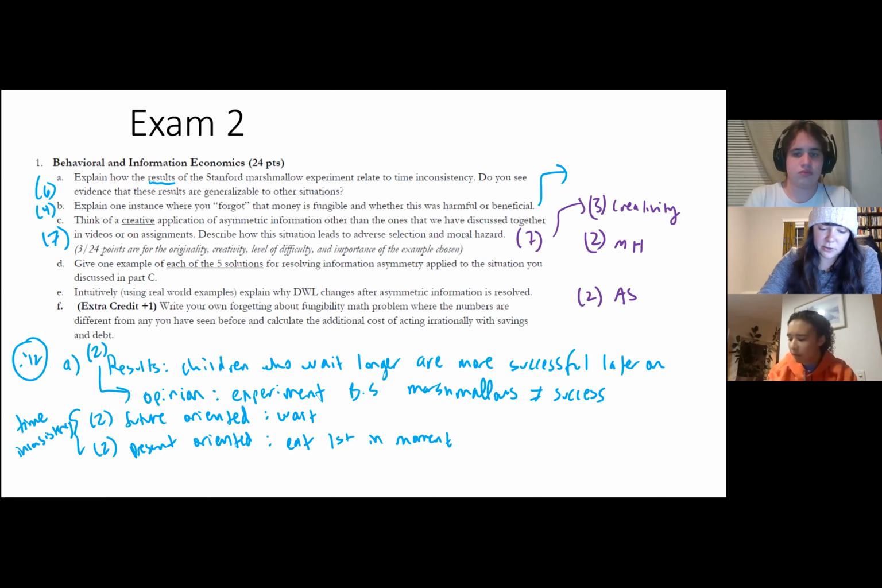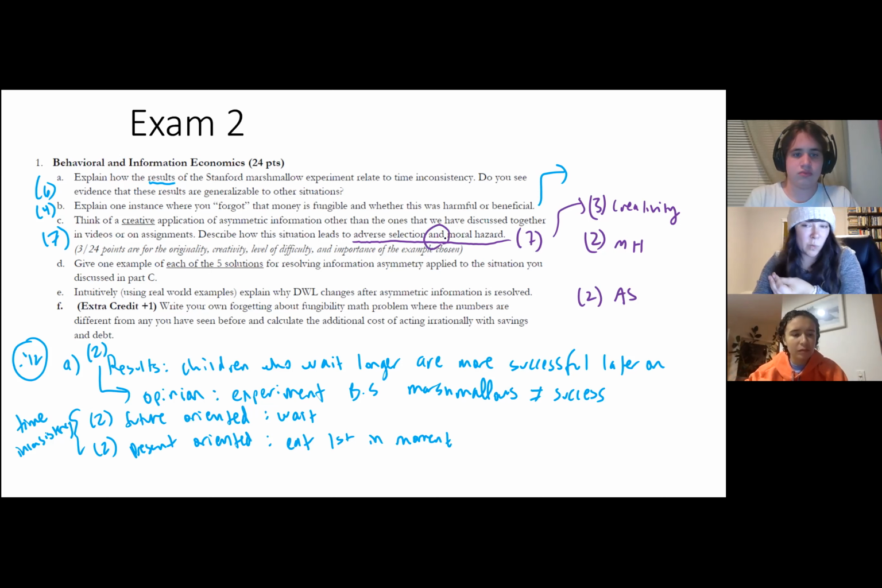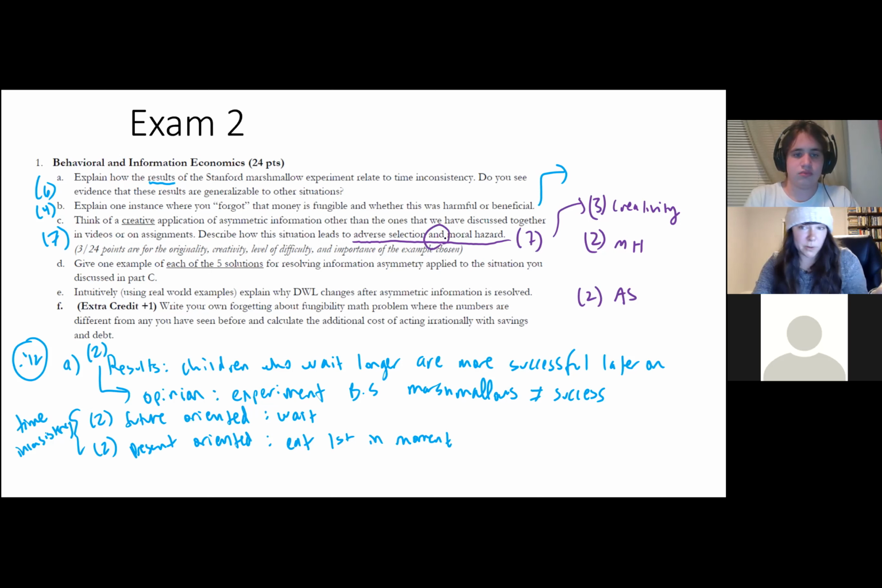So it says, describe how the situation leads to adverse selection and moral hazard. So if you had a situation that only led to one of them and you explained why it didn't lead to the other, that would be totally fine. But if you just ignored the other one, I was looking for you to do something like the presidential election where there is moral hazard afterwards and adverse selection ahead of time. So I wanted you to pick something that had both.